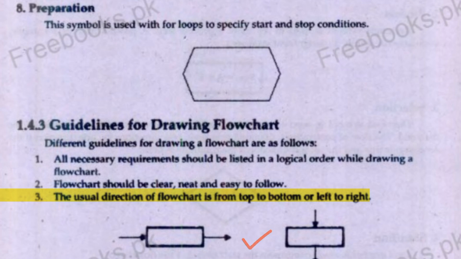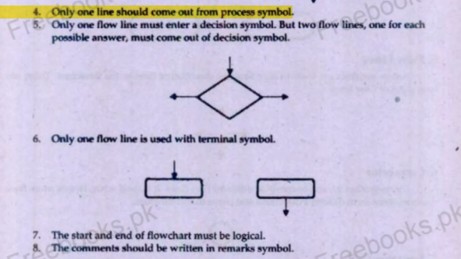4. Only one line should come out from process symbol. 5. Only one flow line must enter a decision symbol. But 2 flow lines, one for each possible answer, must come out of decision symbol. 6. Only one flow line is used with terminal symbol. 7. The start and end of flowchart must be logical.